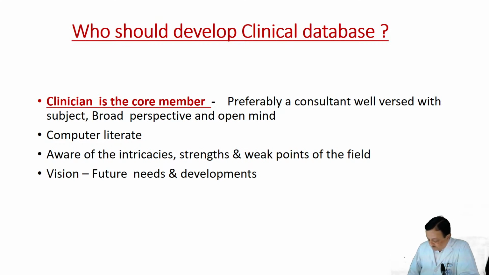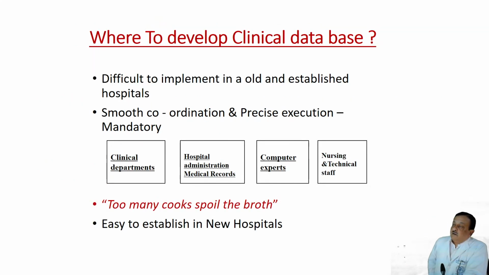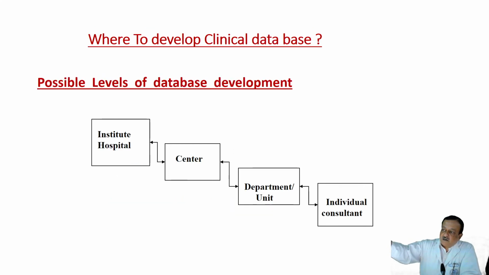Clinician is the core member. Well, and where to develop a database? We are struggling in AIIMS for the last 20, 30 years. Computerization, committees, so many things have happened, but we have realized it's not possible in a complex system like AIIMS to have a uniform database system, clinical informatics, to integrate when you are dealing with 50 different specialties and 10 different centers. So it can be done at a new hospital, it can be done at a center, it can be done at a department level, it can be done at a unit level. If this is not possible, at least do it at a faculty level.